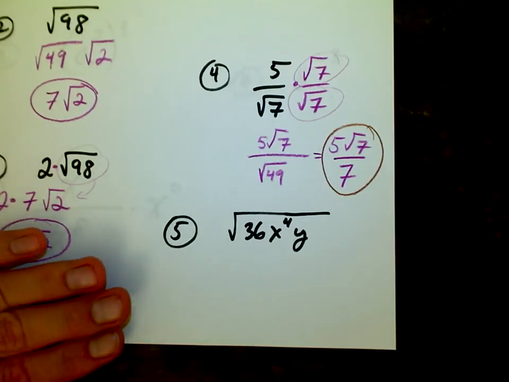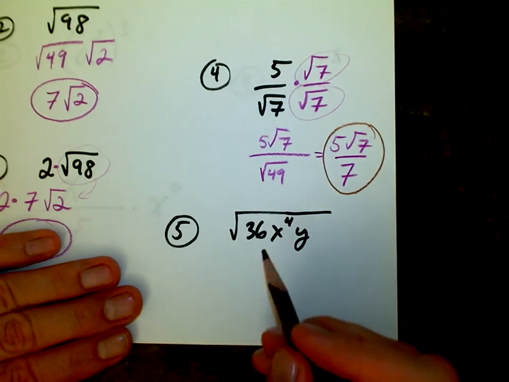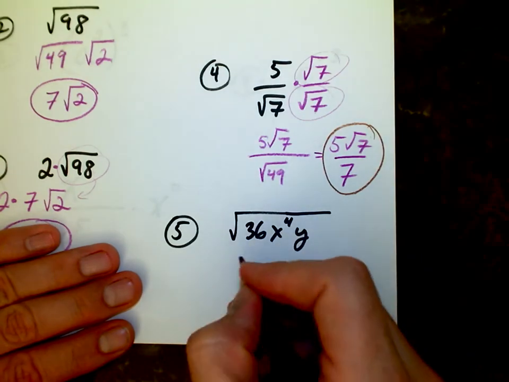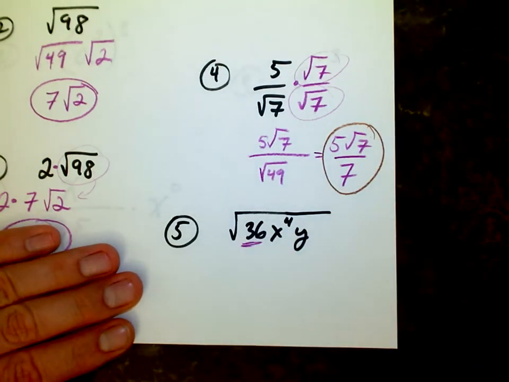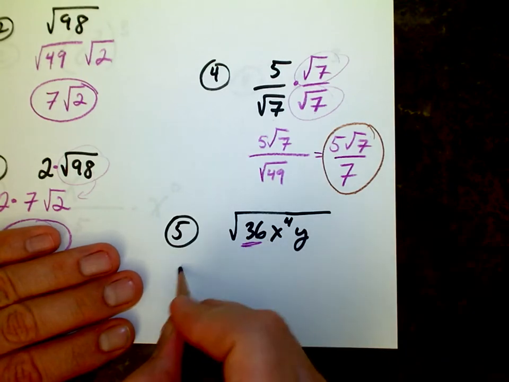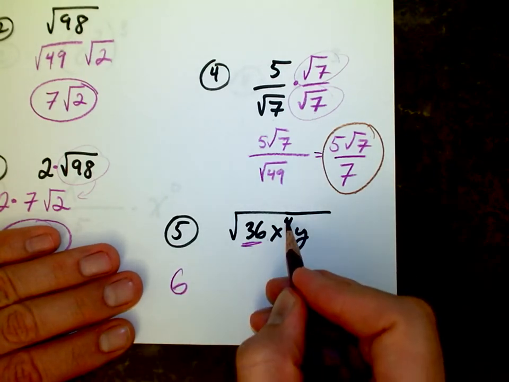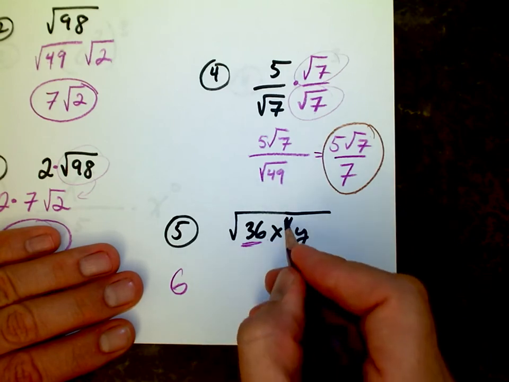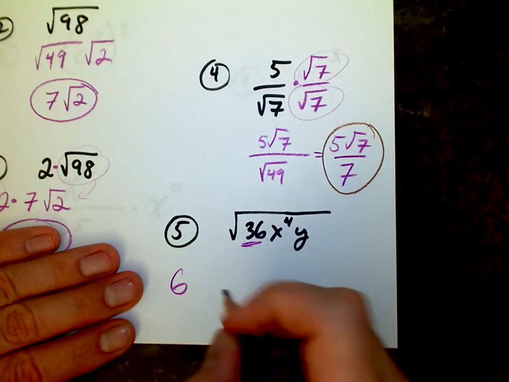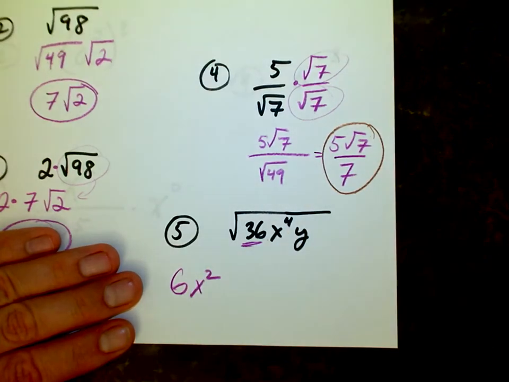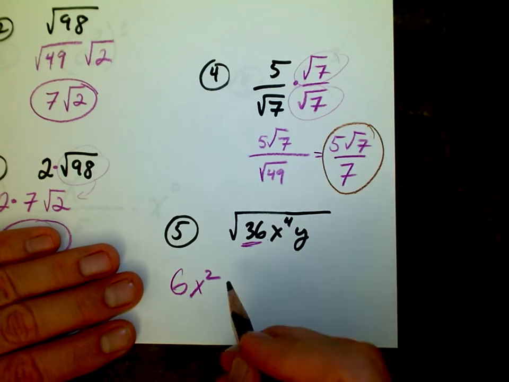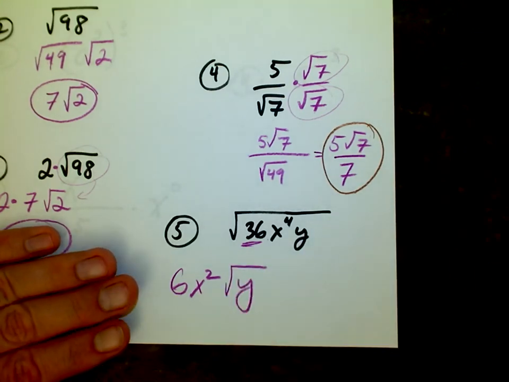Final one is just a quick example of what happens when you have variables in the square root. And there's different ways to think about it, but we're going to deal with the regular number first. 36. The square root of 36 is 6. X to the 4th. Well, the square root of x to the 4th, what this square root does is it basically takes that exponent and cuts it in half. So it's x squared. This, since we don't know what that number is and there's no exponent, we have to leave it in the square root.